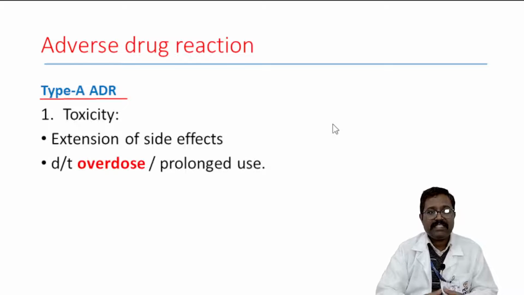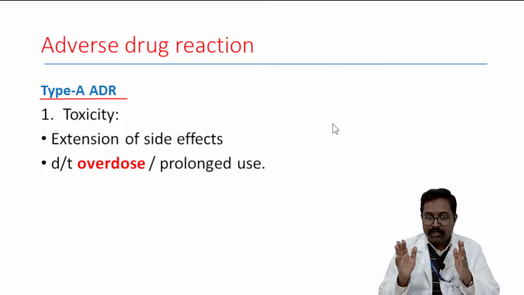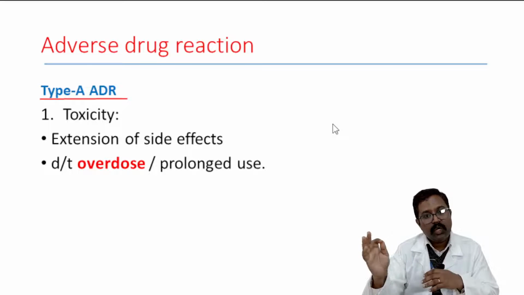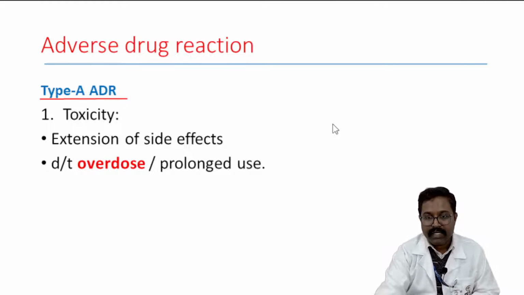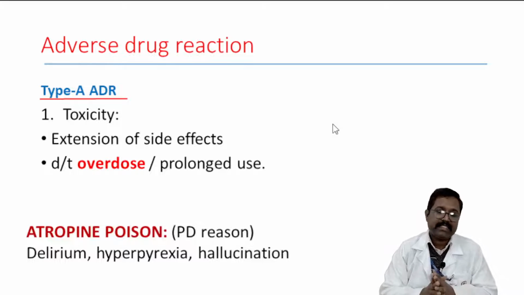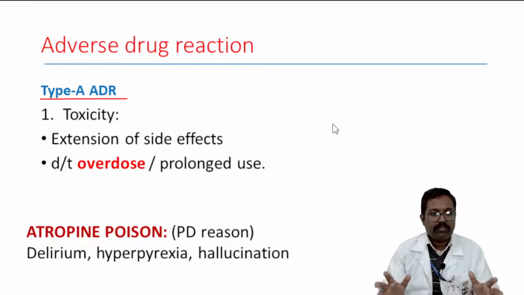So next we have toxicity. Toxicity is the extension of the side effects. Extension of the side effects means the side effect was occurring at a normal therapeutic dose, whereas toxicity will occur at overdose or whenever the drug is given for a prolonged duration of time. One such example is atropine poisoning. These are pharmacodynamic reasons where patients will experience delirium, hyperpyrexia and hallucination.